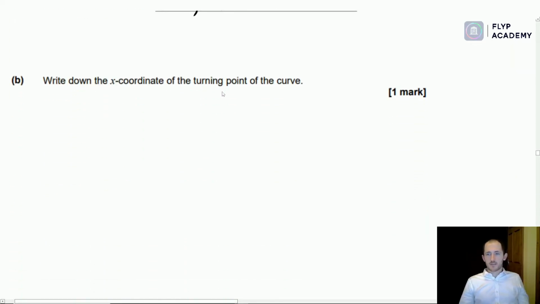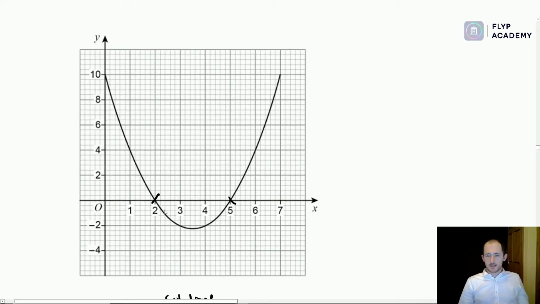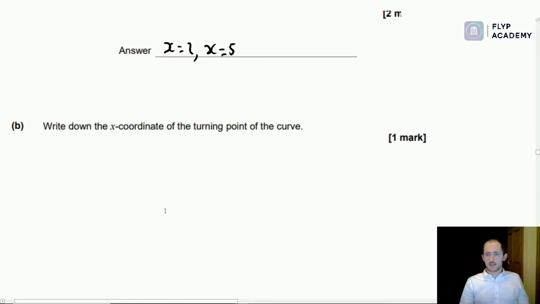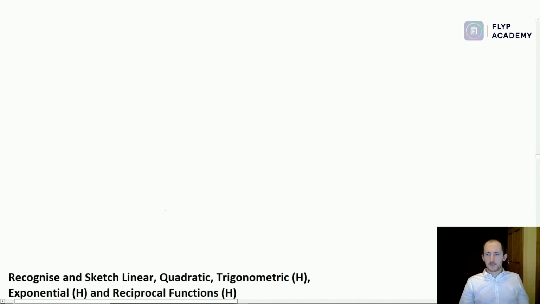Write down the x coordinate of the turning point. Well, the turning point is the bit where it loops off. So let's say it's probably here. So there's 1, 2, 3, 4, 5 indentations between 3 and 4. So it goes up in 0.2s. It's halfway between them. So 3.5 is what I would say is the x coordinate. Cool.